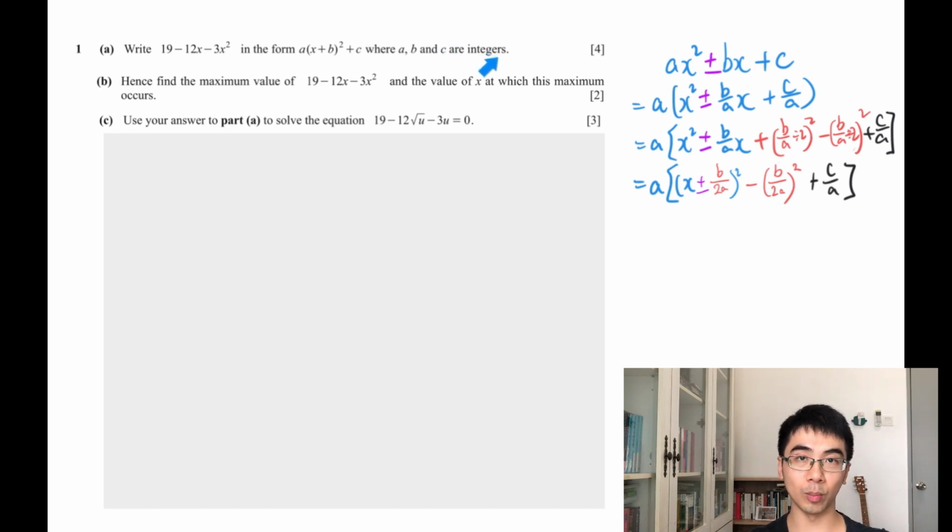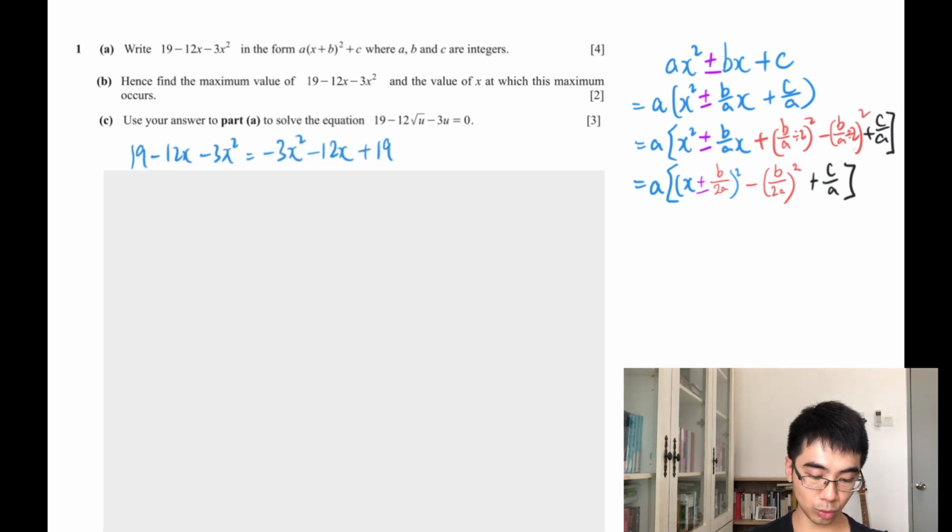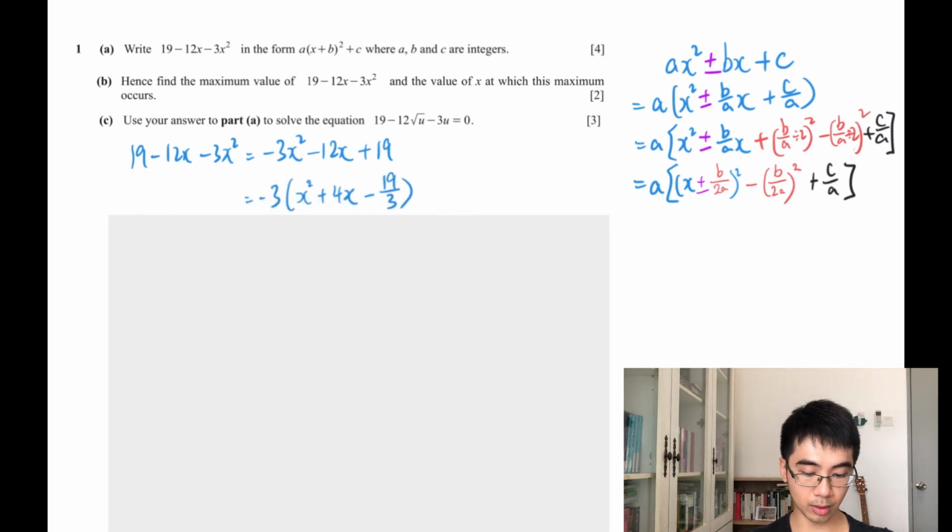So obviously we need to make use of the completing the square skill. I just wrote it here. So first things first, I would suggest you to transfer it into the form of ax squared plus bx plus c, where a is -3, b is -12, and then c is +19. And then we need to take out the coefficient of x squared, which is a. So here I will just divide all the terms by -3. Divide all the terms by -3, you will get this. And we may have some fraction here, it's still okay.